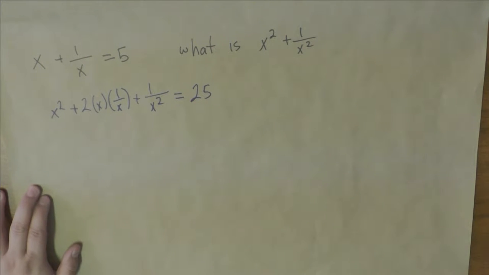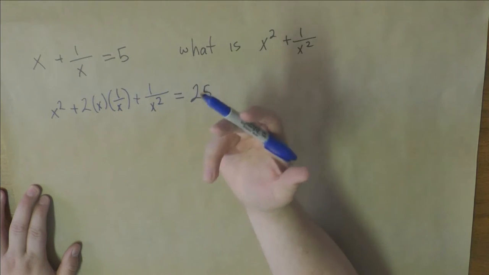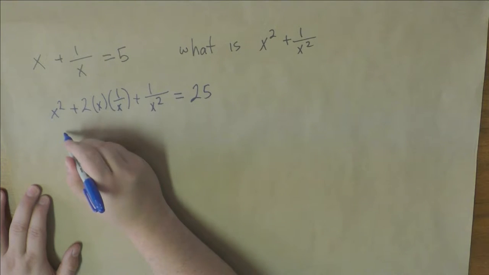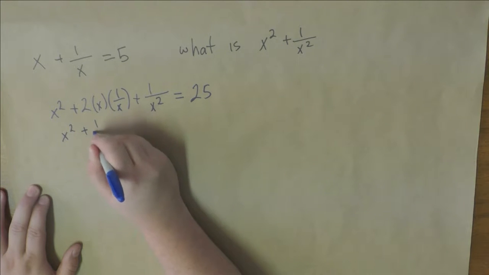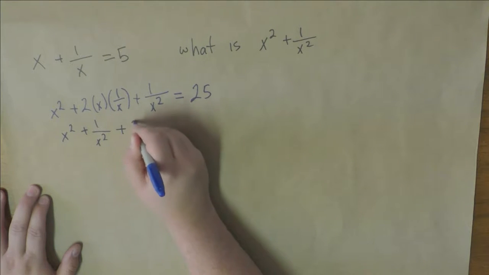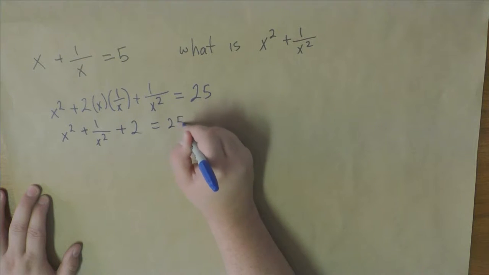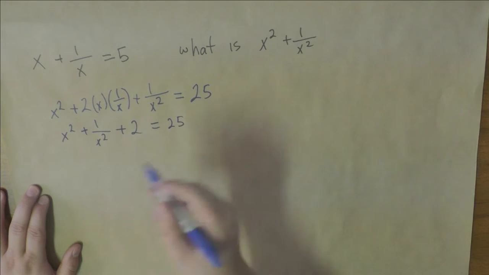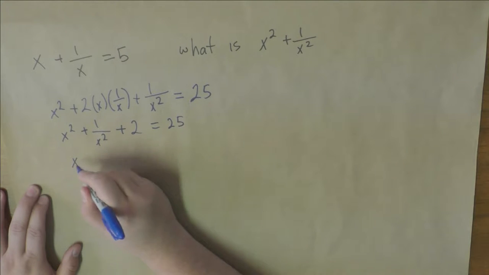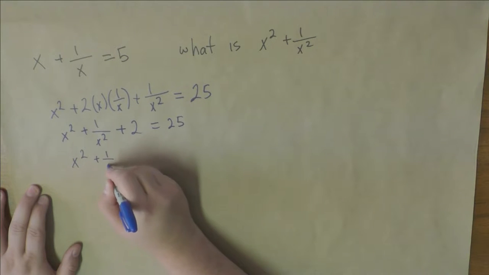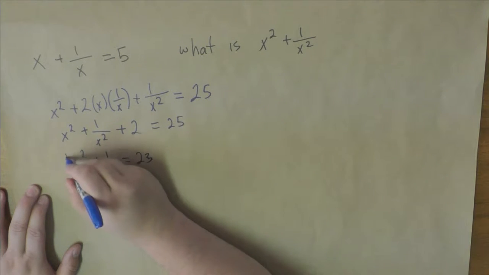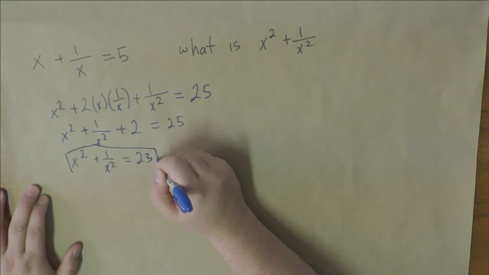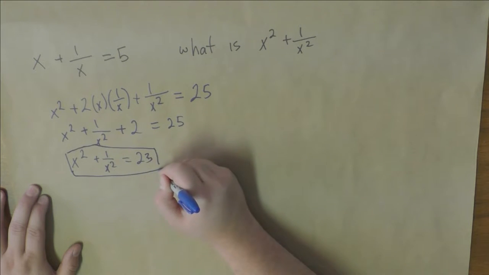Now you're probably seeing exactly where the cleverness is here. X times 1 over x is just 1. So that means we have here, and I'll just rearrange it a bit, x squared plus 1 over x squared plus 2 equals 25. Now you can see, obviously, if we subtract 2 on both sides, we have x squared plus 1 over x squared equals 23. And that is, in fact, the answer, right?